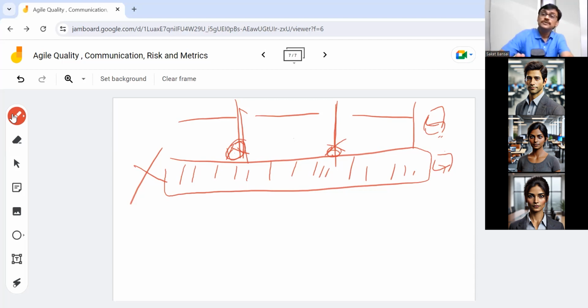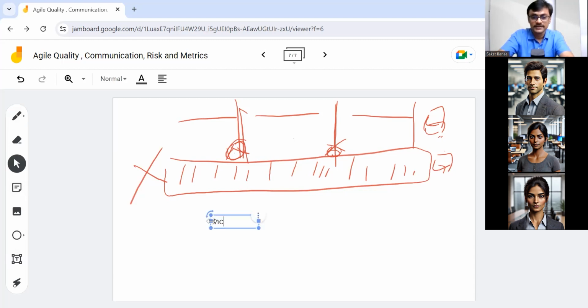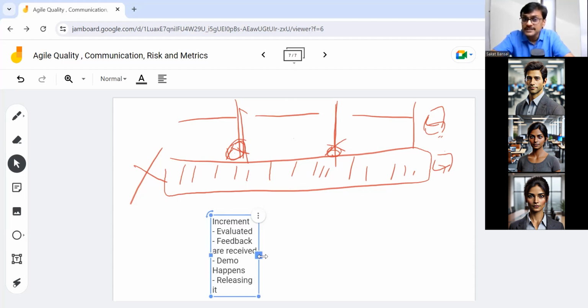So what is the difference between planning for two weeks and following Scrum? You can say this is also Scrum. What is the difference here? The difference is that each sprint should produce an increment. An increment which is evaluated. The feedback is received. Customer demo happens. And probably you end up releasing it also. Now that should happen every sprint. If this is not happening, you're not running sprints.